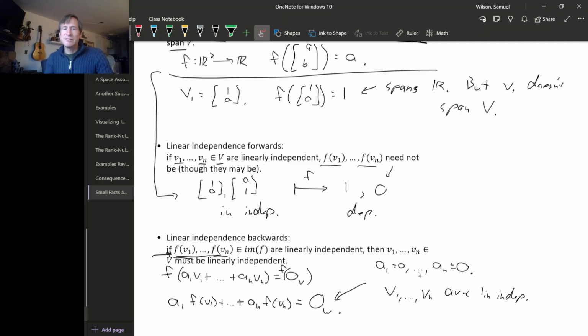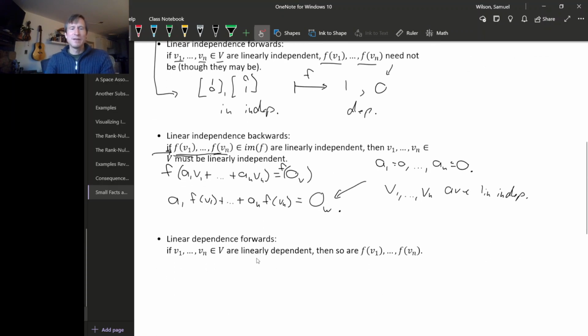All right. So that's linear independence, forwards and backwards along a map, right? If you're linearly independent on the domain side, you might not be on the codomain side. If you're linearly independent on the codomain side, in particular in the image, then you are linearly independent on the domain side. What about linear dependence? So how about forward? If you have vectors that are linearly dependent, then so are their images. And this is pretty easy to show.